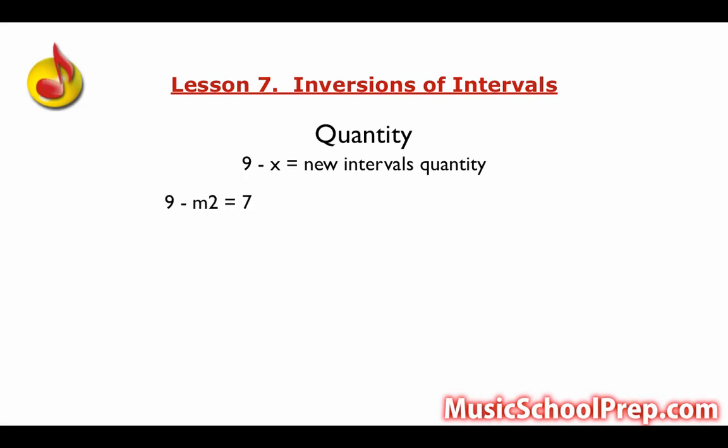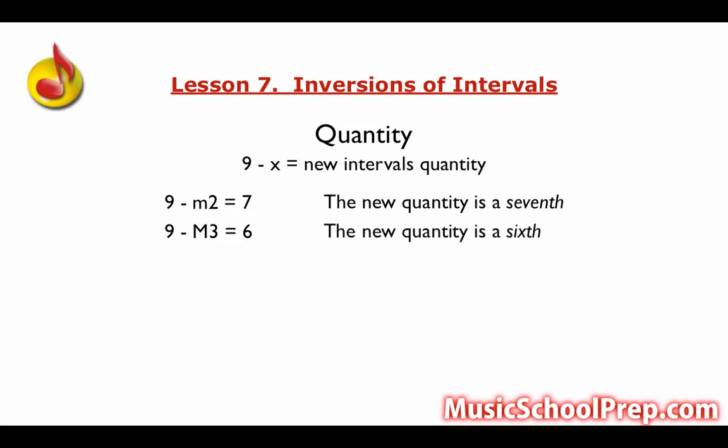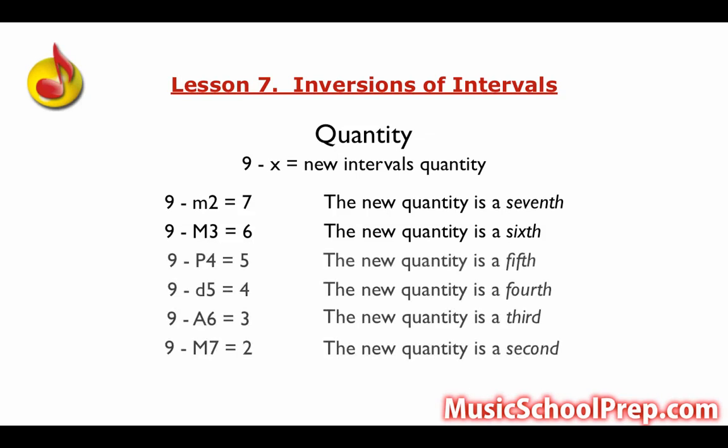In this first example, if we had a minor second, we would subtract that from 9 to get 7, which means the new quantity is a seventh. Next, if we had a major third, we would subtract the quantity 3 from 9 to get 6. This means the inverted interval's quantity would be a sixth. And this pattern, as you can see, continues all the way down the list of inverted intervals.